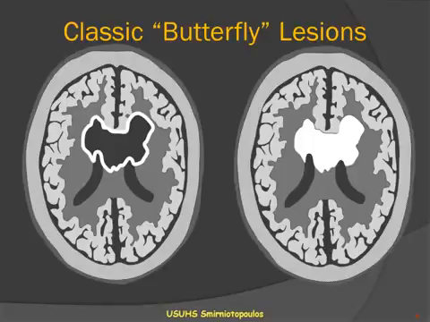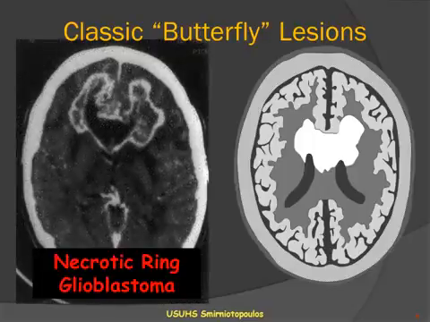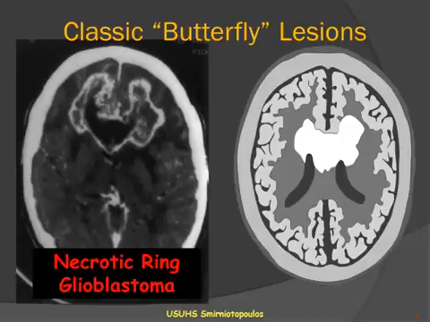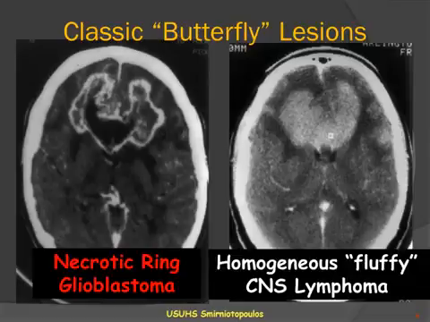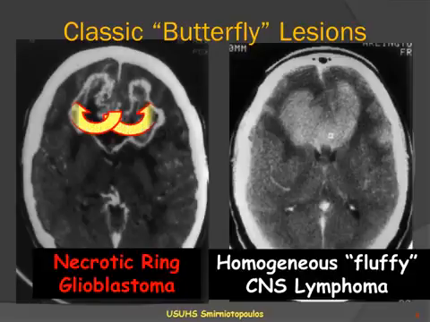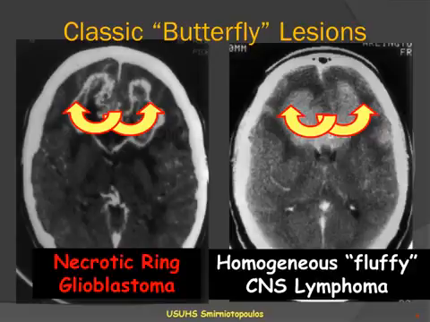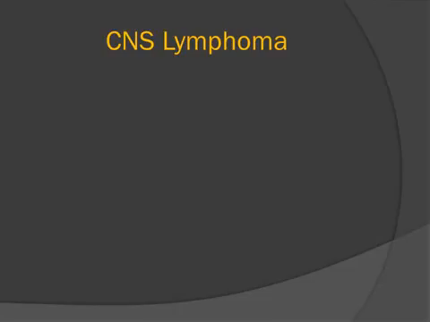The classic butterfly lesions include the necrotic ring-enhancing lesion of a glioblastoma multiforme, the highest grade of diffuse astrocytoma, as well as the fluffy hyperattenuating lesion, relatively homogeneous, of primary CNS lymphoma. Both of these lesions microscopically infiltrate and follow along the white matter tracts as they pass from side to side through the corpus callosum.